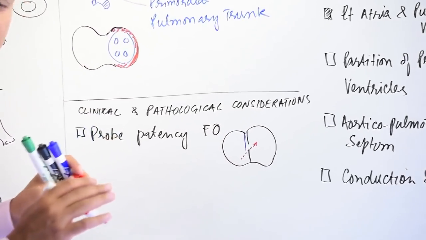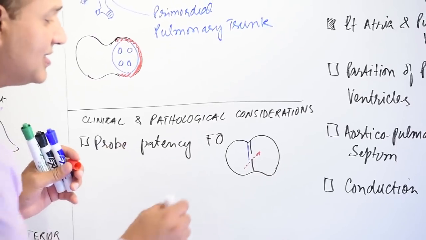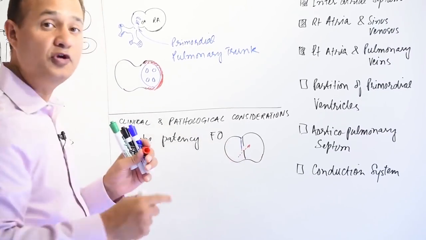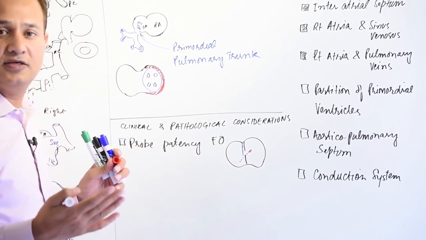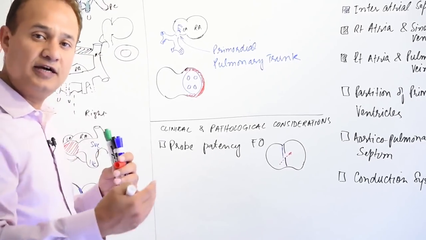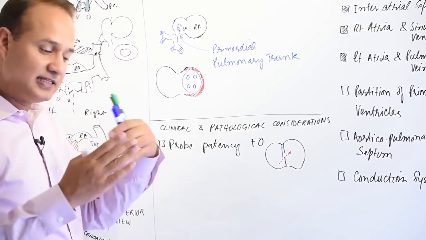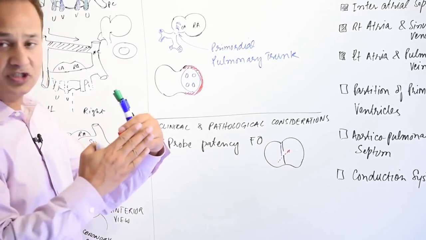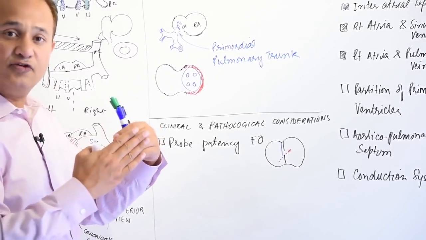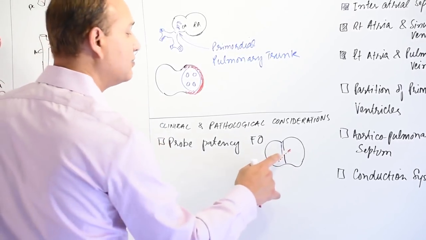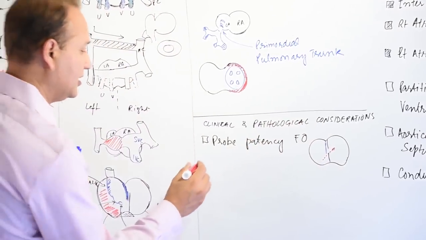It is inconsequential, it doesn't matter. All that it means is that the septum secundum did not fuse with the septum primum correctly or completely. It fuses after birth. When there is pressure from the left side, the septum primum is pushed against the septum secundum and they fuse. Sometimes they don't fuse and there is a probe patency of the foramen ovale.